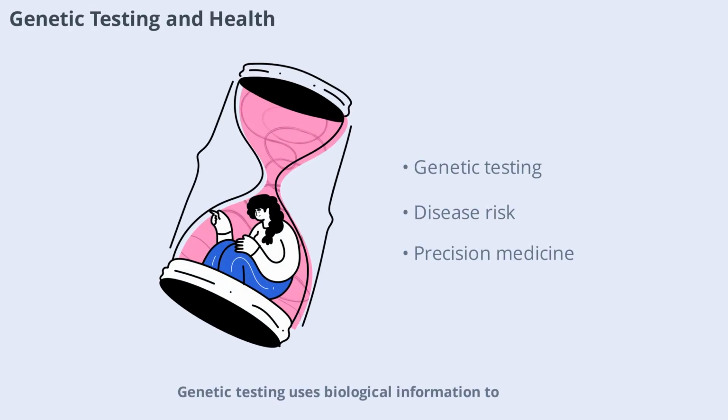Genetic testing uses biological information to assess an individual's risk for certain diseases, identify carriers of genetic disorders, and guide treatment decisions. By interpreting test results, healthcare providers can offer personalized advice and interventions. This approach is at the heart of precision medicine, which aims to tailor healthcare to each person's unique genetic makeup.